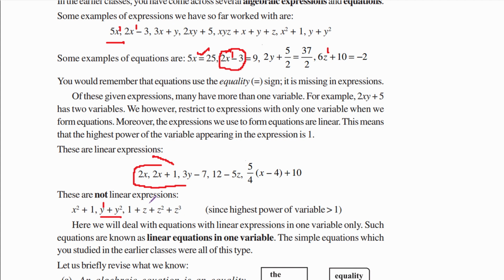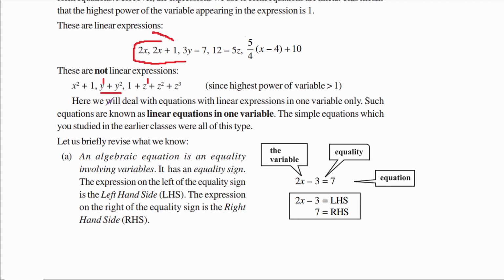Again, here we had 1, z raised to power 1, z squared. We will not take this; we will take this because it has the highest power. Since the highest power of the variable is greater than 1 in all these expressions, they are not linear anymore. So in this chapter, we will deal with equations with linear expressions, that is, expressions having the highest power of the variable as 1, in one variable only. Such equations are known as linear equations in one variable.